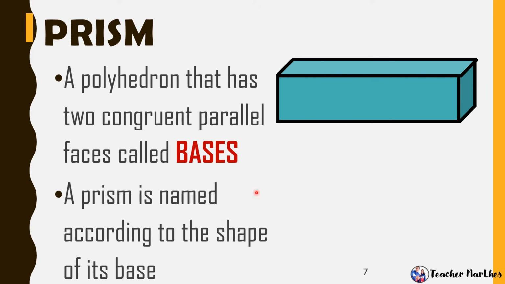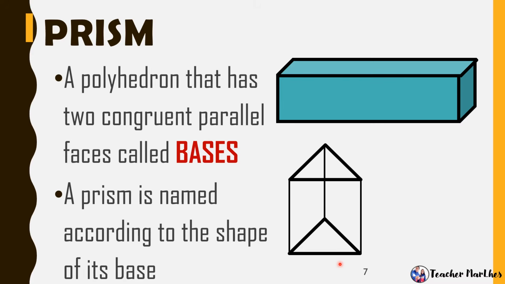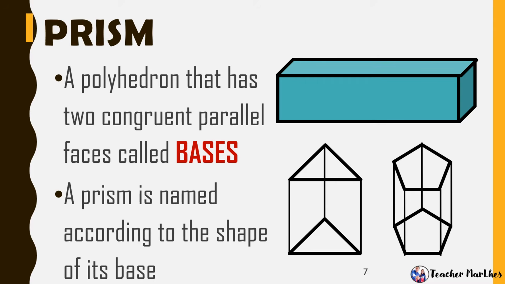A prism is named according to the shape of its base. Example, the base is a triangle. Therefore, this is a triangular prism. Another example, the base is a pentagon. Therefore, this is a pentagonal prism.